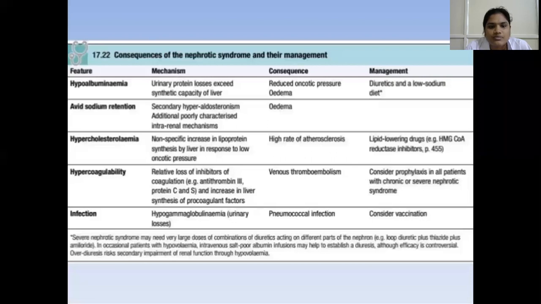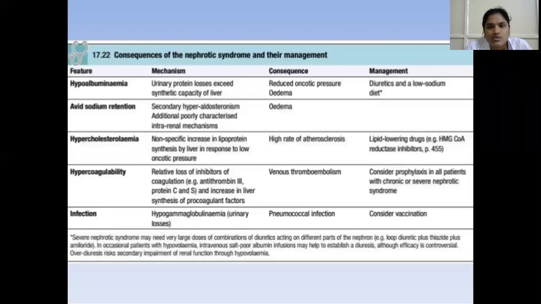And hypercholesterolemia, hyperlipidemia: there is a non-specific increase in the lipoprotein synthesis by the liver in response to the low oncotic pressure. This leads to a high rate of atherosclerosis, so lipid lowering drugs should be given. Hypercoagulability: as I said, there is relative loss of inhibitors of coagulation like antithrombin 3, protein C and S, and increased synthesis of procoagulant factors. So it leads to venous thromboembolism. Consider prophylaxis in all patients with chronic and severe nephrotic syndrome.